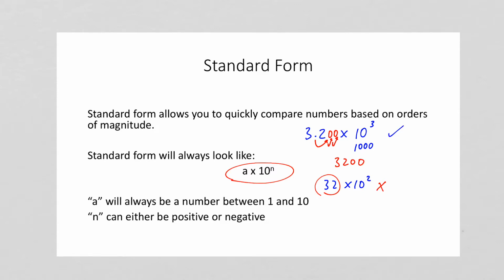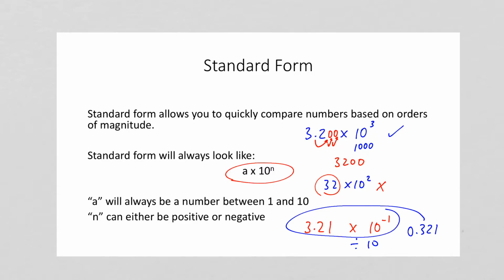You can have negative powers. For example, we could have 3.21 times 10 to the minus 1. That's fine, that's still standard form. What 10 to the minus 1 means is that you are dividing by 10. So you're going to end up with 0.321. If you wanted to write that in standard form, it would be 3.21 times 10 to the minus 1. So a couple of different ways of doing it.